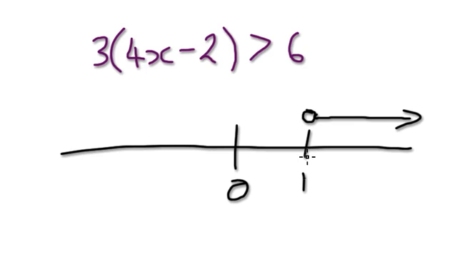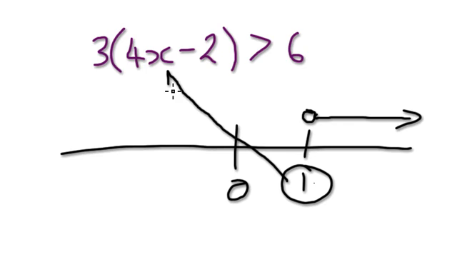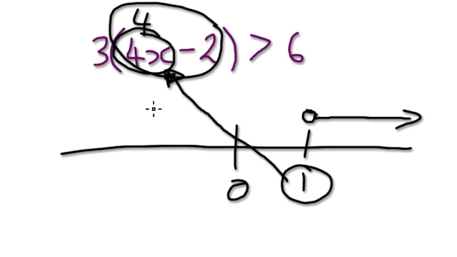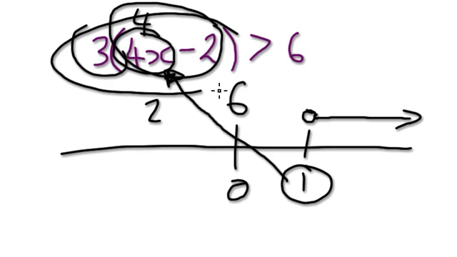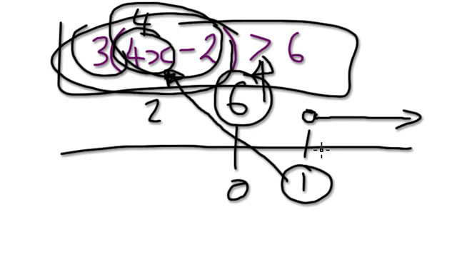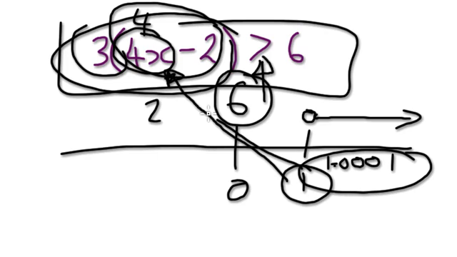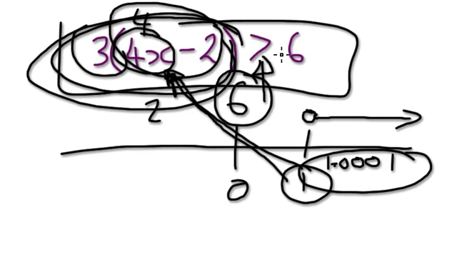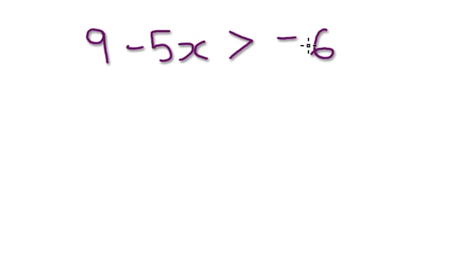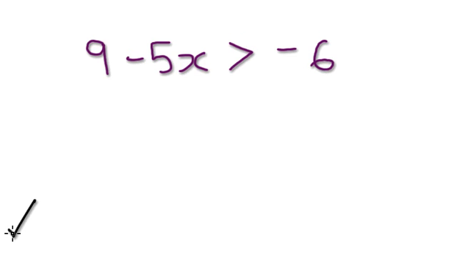If you do select 1, if you put 1 into here, it wouldn't make sense, because look at this. Put 1 into here, this whole thing will be 4. 4 take away 2, then this whole thing will be 2. 2 times 3 will be 6. You've got to find values of x where it has to be strictly greater. 6 is not greater than 6. 6 is equal to 6. So this statement doesn't make sense if you select 1. But if you select 1.0001, then this will work. If you put it in here, then this whole thing will be greater than 6. Well, anyway, next one here. Press pause and have a go.